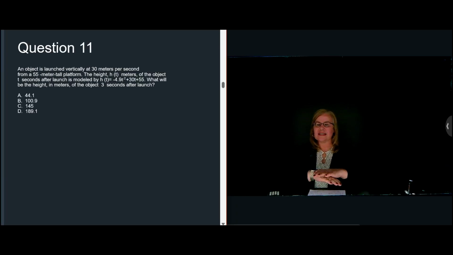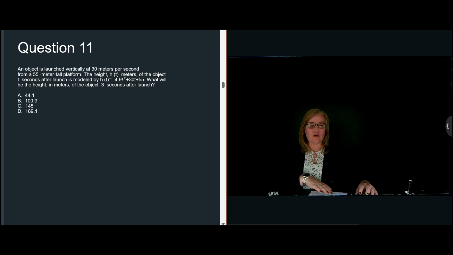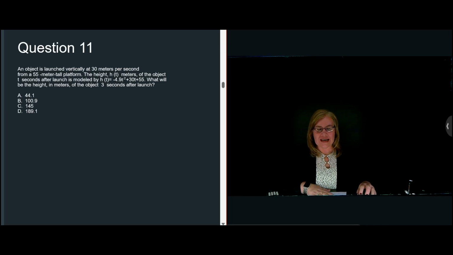It says, an object is launched vertically at 30 meters per second from a 55-meter tall platform. The height, h of t meters, of the object, t seconds after launch, is modeled by h of t equals negative 4.9 t squared plus 30t plus 55. What will be the height in meters of the object 3 seconds after launch? Now, we know that h of t is the height. We know that t represents the seconds. Well, it gives us the number of seconds. So what we can do is use a calculator skill, which would be a simple skill to use.